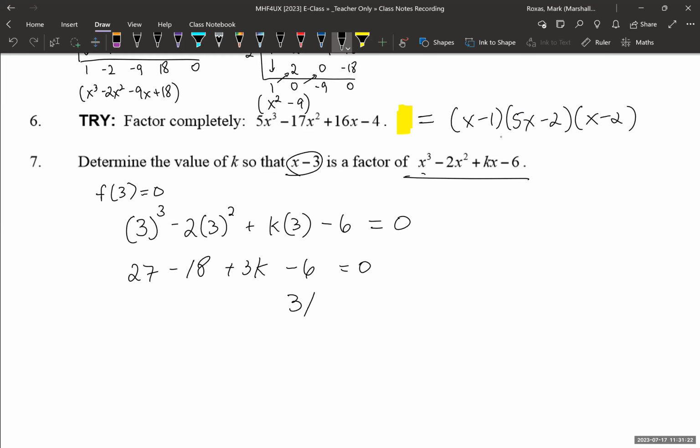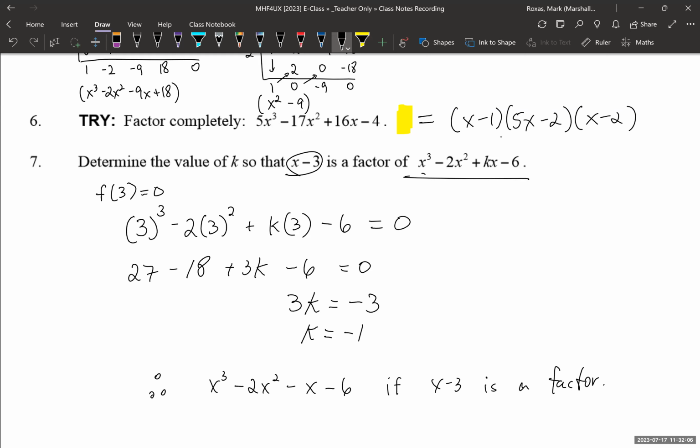If I leave 3k on the left side and bring everything over to the right side, 27 minus 18 is 9, minus 6 is 3. So I'm going to have minus 3 on the right side and divide both sides by 3. I get k equals -1. So the value of k that makes x minus 3 a factor has to be -1. Therefore, the polynomial is x cubed minus 2x squared minus x minus 6 if x minus 3 is a factor.